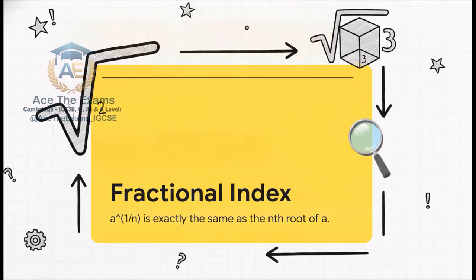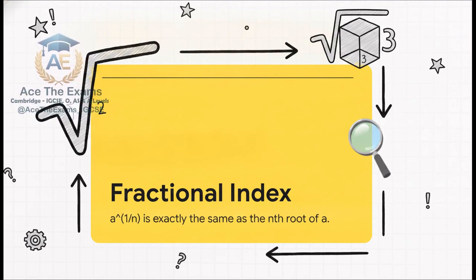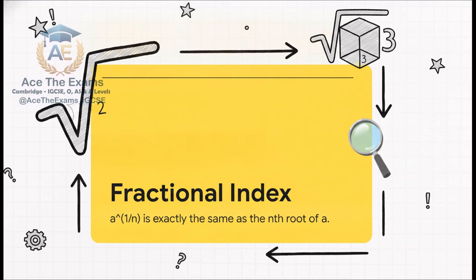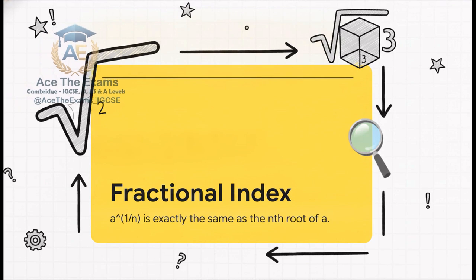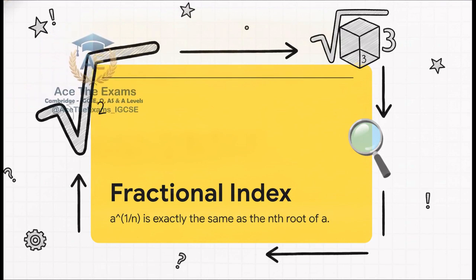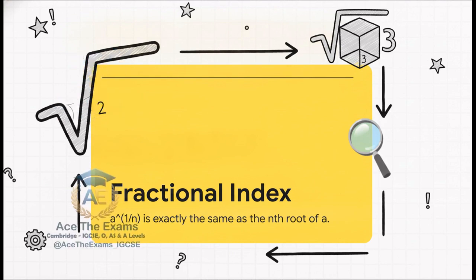And just as simply, a fractional index is nothing more than a disguise for a root. It turns intimidating fractions into basic square or cube roots. A to the power of 1 over n is the exact same mathematical concept as the nth root of a. So, if you see an index of 1/2, don't panic. It's just a square root. If you see an index of 1/3, it's just a cube root. This simple translation is incredibly powerful and strips away the complexity the examiners try to throw at you.